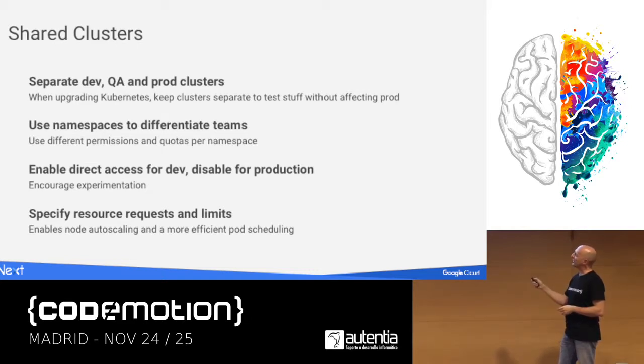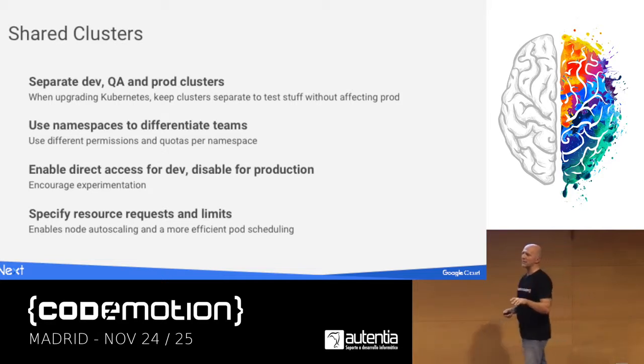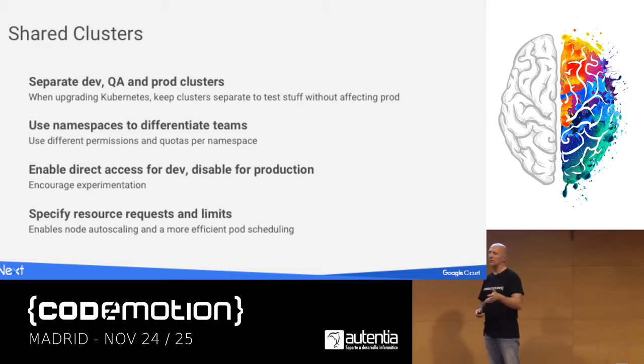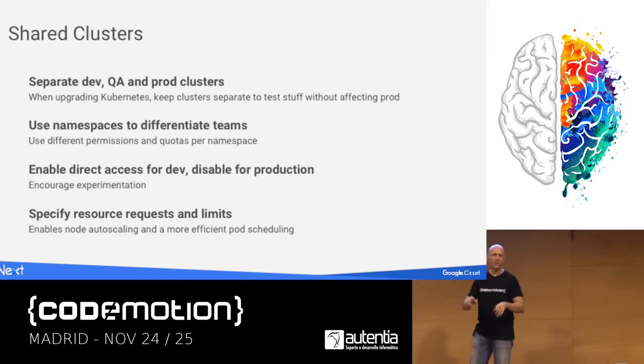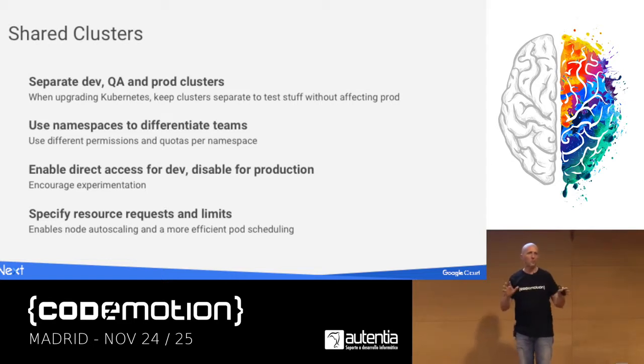Enable direct access for dev, disable for production, meaning in production, the only one that should be able to deploy something is your continuous integration platform: Jenkins, GitLab, Travis, whatever you're using. That's the only one that should be able to deploy to production. In dev, all your devs should be able to deploy. Everyone should have access to kube control and be able to play in development and maybe QA, who knows, up to you. In production, then no.